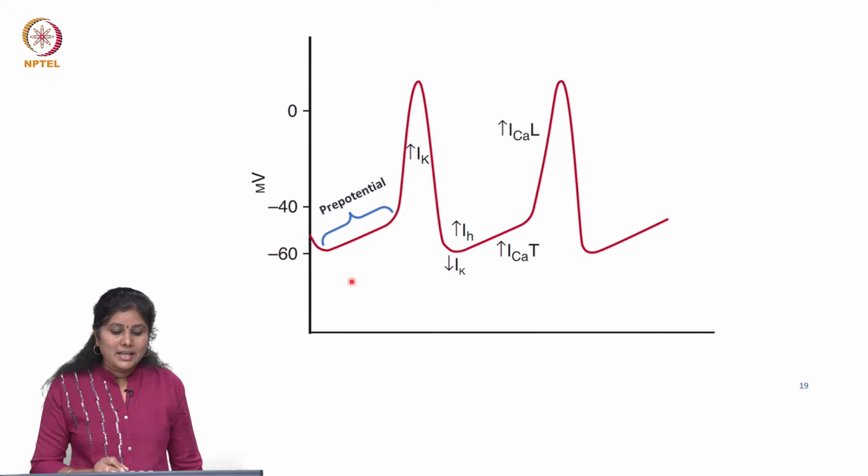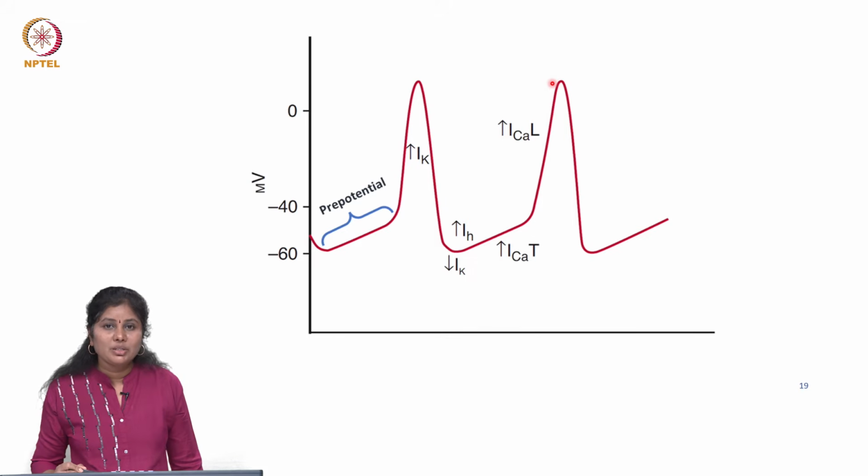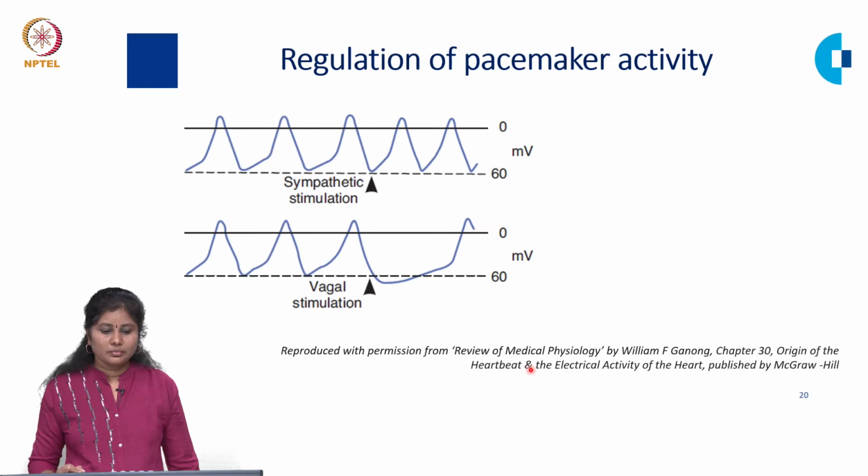Remember, in the SA nodal potential and the AV nodal potential, the depolarization is because of opening up of calcium channels. Sodium channels has no role in pacemaker potential. So, the unstable RMP, the early part is due to the hyperpolarizing currents as well as the funny currents, and the later part is because of T-type calcium channels. Rapid depolarization is because of L-type calcium channels, and repolarization is because of potassium efflux.